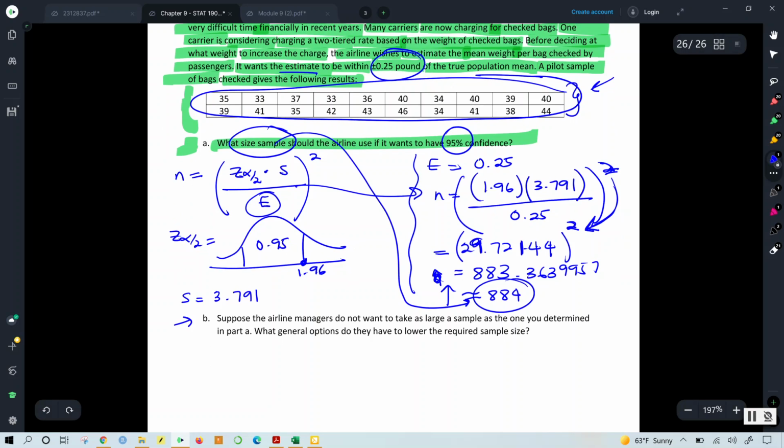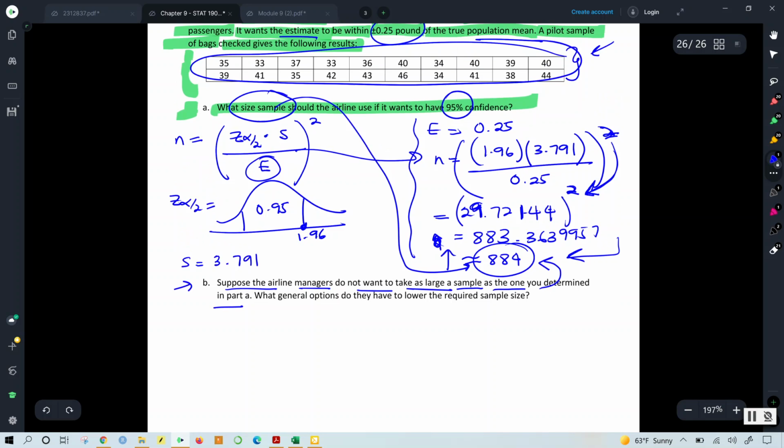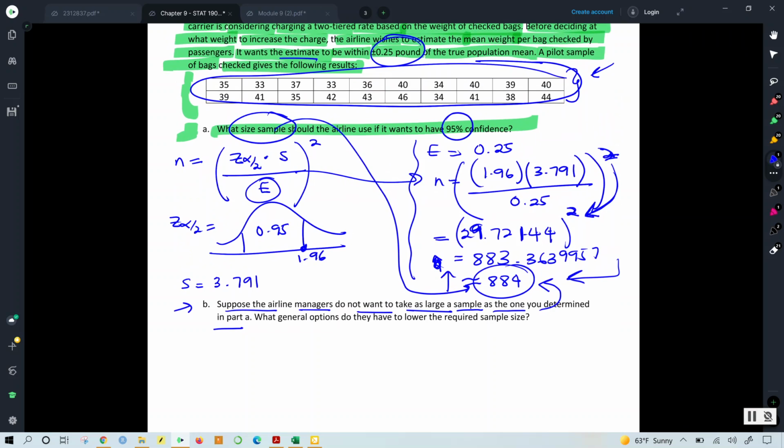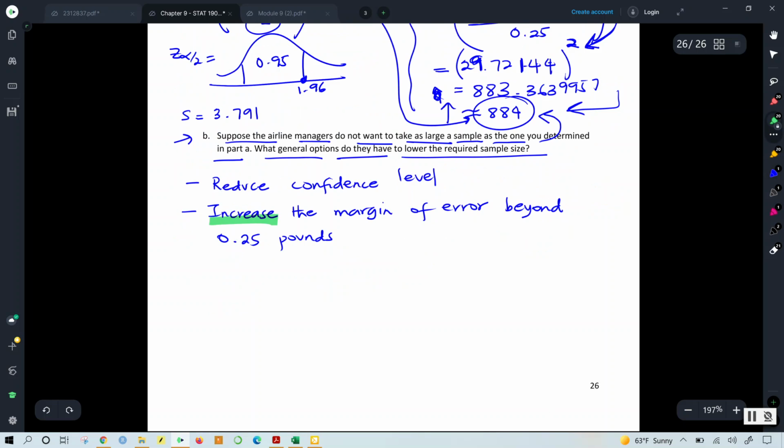Well, question B. Suppose the airline managers do not want to take as large a sample as the one you just determined in part A. Of course, that's a lot of work, trying to weigh 884 bags. What general options do they have to lower the required sample size? One, they can reduce the confidence level from 95% to probably 92 or 90%. So they can reduce the confidence level. Then another one is increase the margin of error. Again, they can increase the margin of error beyond 0.25 pounds.